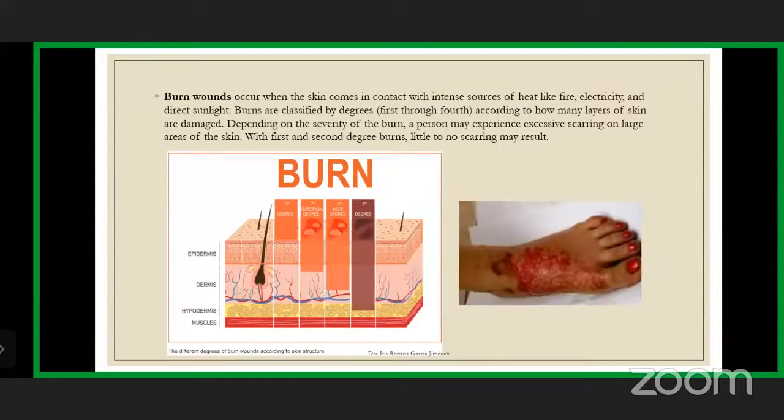Burn wounds occur when the skin comes in contact with intense sources of heat like fire, electricity, and direct sunlight. Burns are classified by degrees, first to fourth, according to how many layers of skin are damaged. Depending on the severity of the burn, a person might experience excessive scarring on large areas of skin. With first and second degree burns, little to no scarring may result.